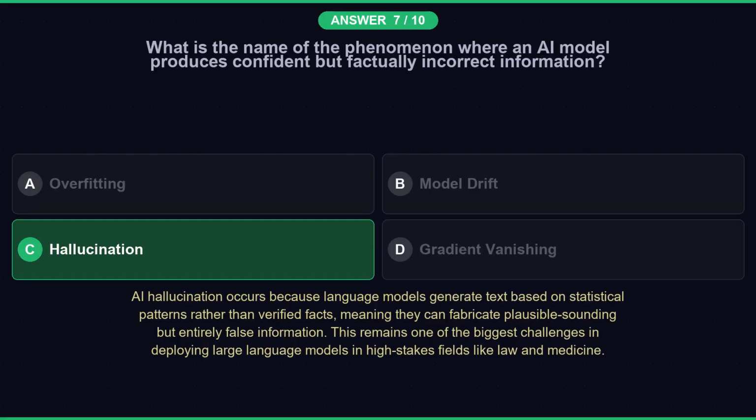The correct answer is C, hallucination. AI hallucination occurs because language models generate text based on statistical patterns rather than verified facts, meaning they can fabricate plausible sounding but entirely false information. This remains one of the biggest challenges in deploying large language models in high-stakes fields like law and medicine.